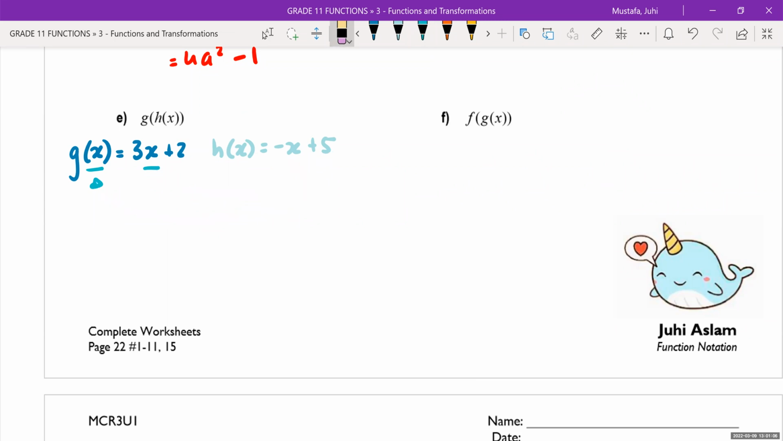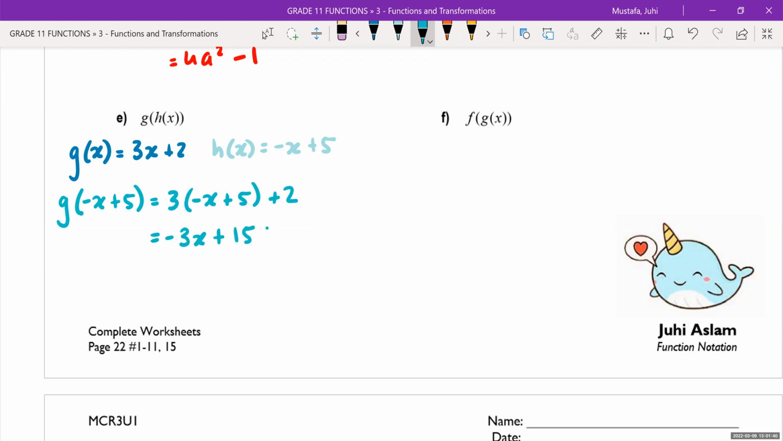So how are we going to write this down? I'll show you the notation. We're going to say g of, and the entire function h of x is negative x plus 5. And then we're going to put this into the function g of x, this one right here. So it's going to be 3 bracket negative x plus 5 plus 2. Is this going to give us a numerical answer? No, because they haven't told us what x is. So we're just going to simplify it until we get a simplified expression. Question 3? So that would be our final answer.